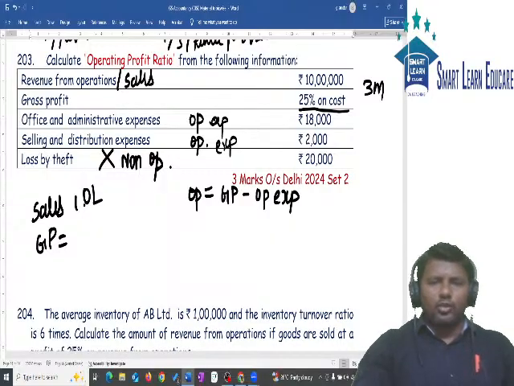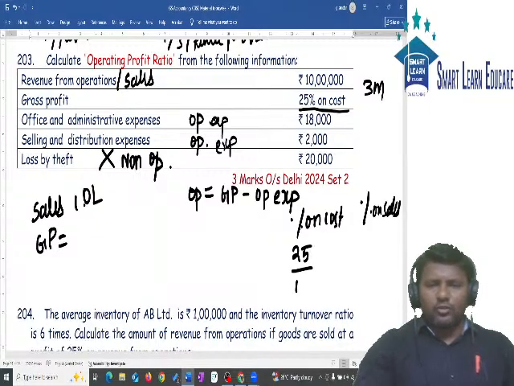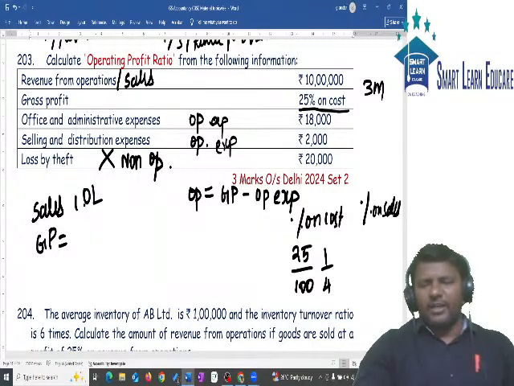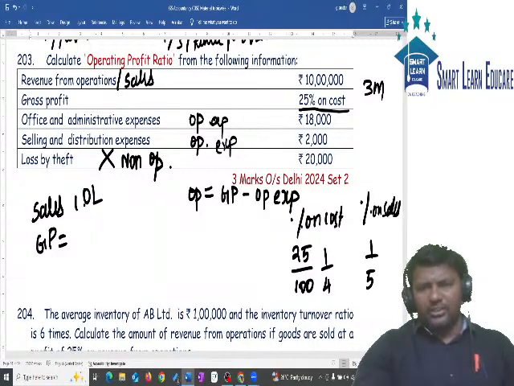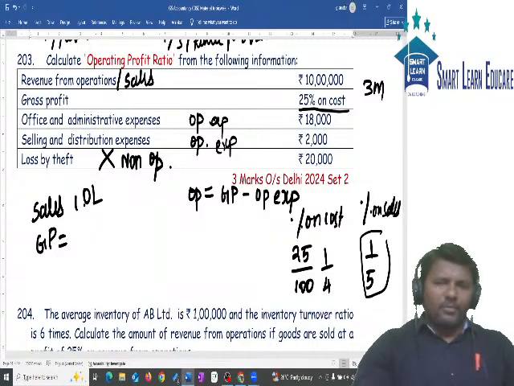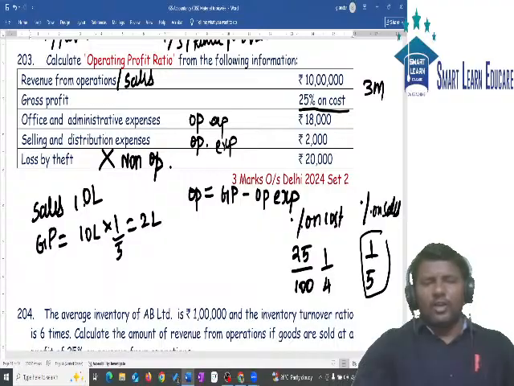GP can be expressed in two ways: one as a percentage on cost, another as a percentage on sale. Here GP is expressed in terms of cost. 25 by 100 means 1 by 4. So 1 by 4 on cost is equal to 1 by 5 on sale. Sale is 10 lakh, and 10 lakh into 1 by 5 will give you 2 lakh. 2 lakh is your gross profit.